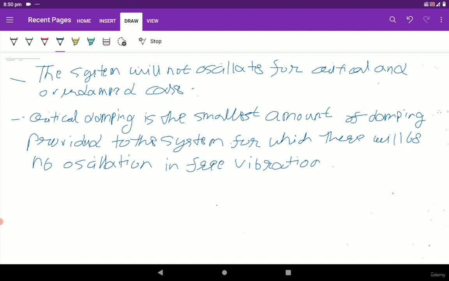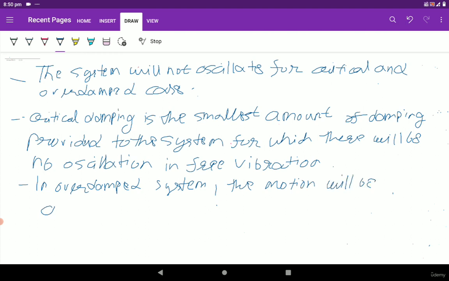You should note that in an overdamped system, the motion will be aperiodic in nature. Now let's end this lecture with some plots.